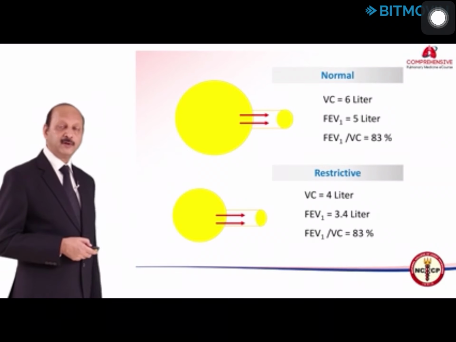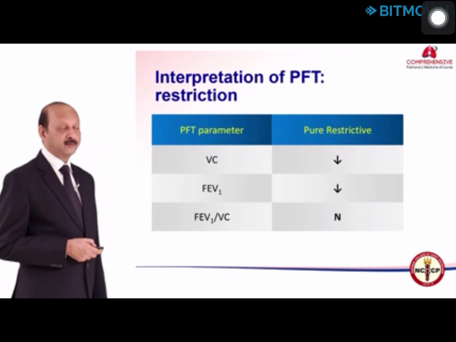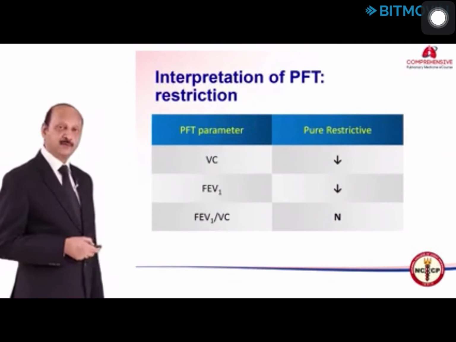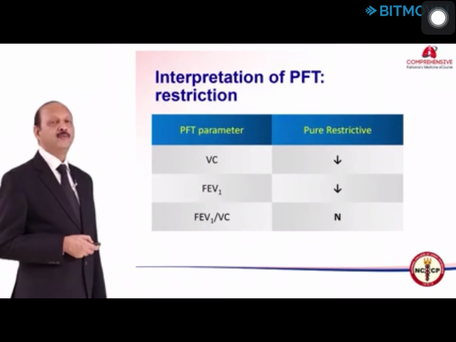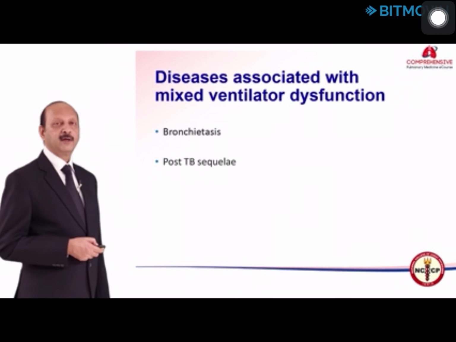So, whatever is coming out in the first second, that will remain normal. So, if you do the lung functions, you will have vital capacity reduced, FEV1 reduced, both reduced proportionately, and the ratio remains normal.